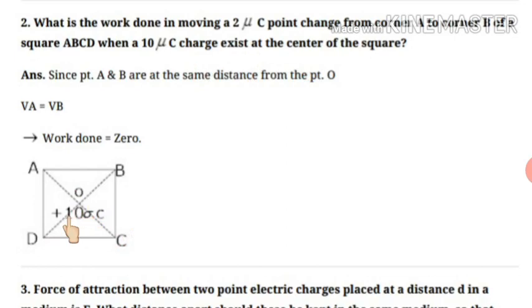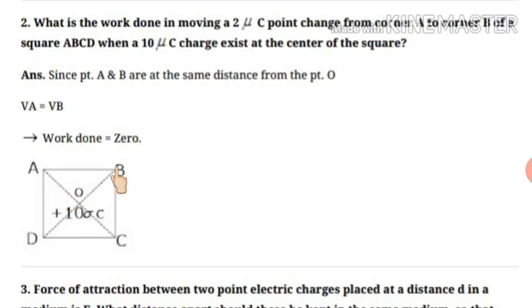So what is the charge? The magnitude of the charge is 10 microcoulomb, which is placed at the center O of this square. Now the question is, if suppose a 2 microcoulomb charge is there at this position at the vertex A, then what will be the work done in moving this charge from A to B? That we need to calculate.